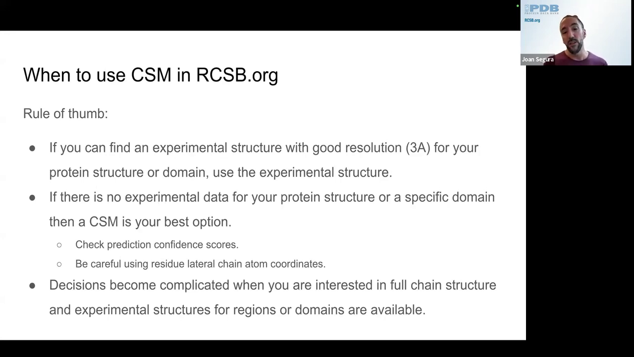Of course, there are situations where decisions can be quite complicated. What happens when I am interested in a full chain structure, but some domains or regions of my protein are available as experimental structures, experimental entries at rcsb.org? So yeah, this is when things become really difficult to decide. And again, this depends on your use case. So it's not always easy.